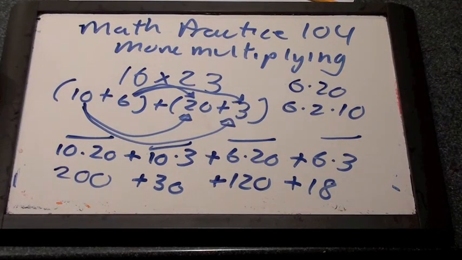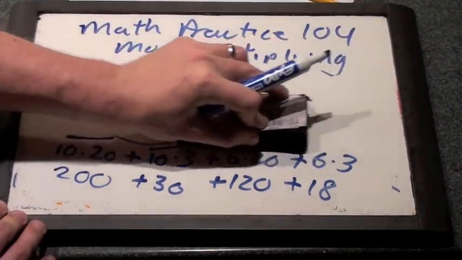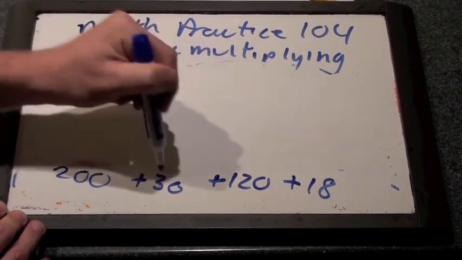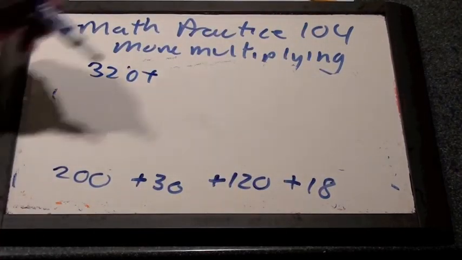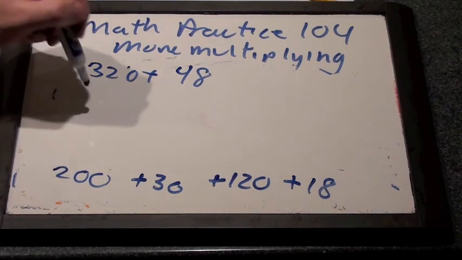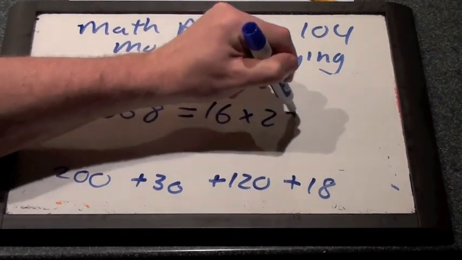Do you think we can do that? Yep. All right, which ones do you want to add together first? How about 200 plus 120? What's that? That's 320. Okay, so this is the same as 320 plus, what's 30 plus 18? It's 48. And do you know what 320 plus 48 is? Well, 20 plus 40 is 60, and then you just add an 8, so that's 368. This is 16 times 23.